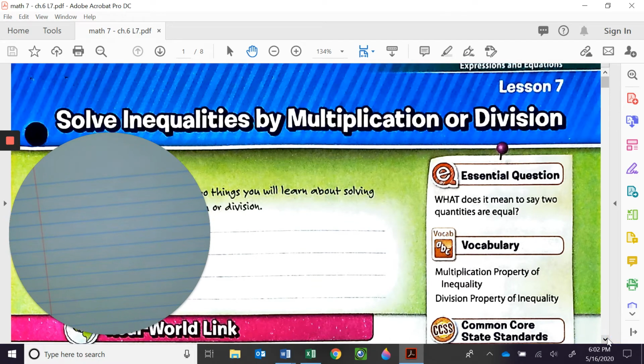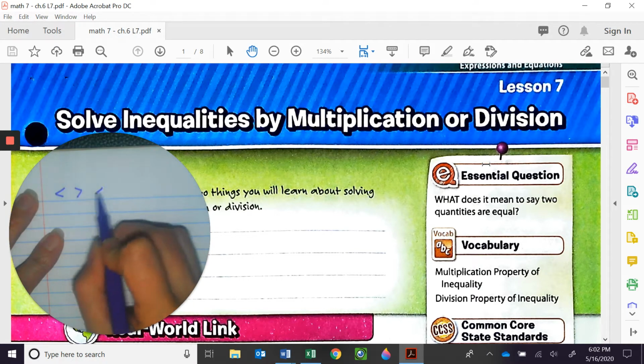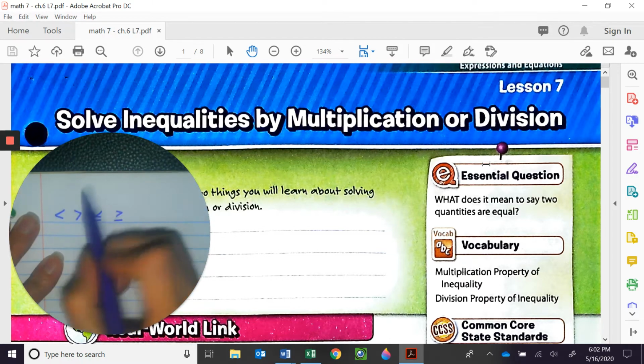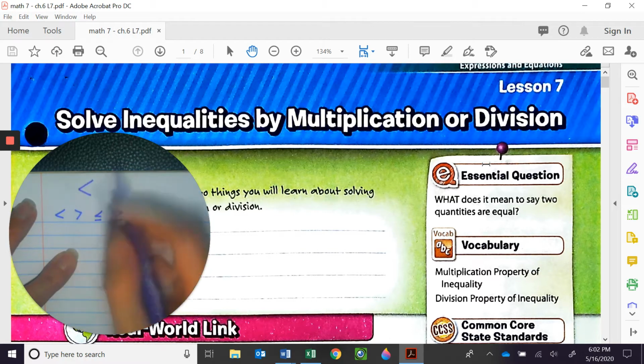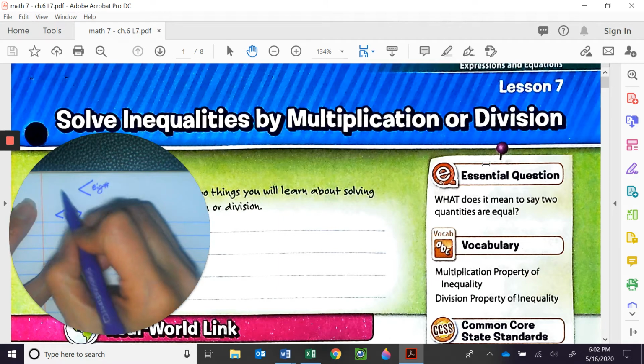All right, so lesson 7 is about solving inequalities. Okay, and so we have to remember first about our inequalities, what that even means. Remember, our inequalities are the symbols that look like these. Okay, and so remember that when we're looking at an inequality, the big number is what's getting eaten, and the small number is on the outside.